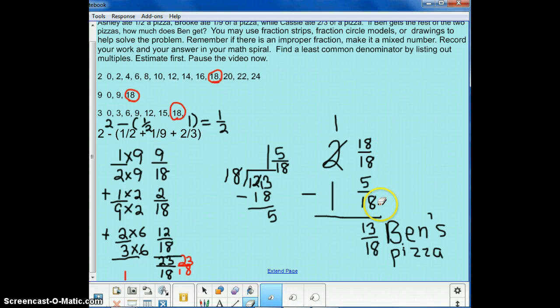I know that whatever this is, I've divided all my pies into 18ths, so I've got to divide it the same way again. So 18/18. I just double it. 18 minus 5 is 13, and I leave my common denominator as 18. So Ben gets 13/18, and 9/18 is half a pizza, so I bet he's pretty happy. If you have any of this work missing, please write it down now.